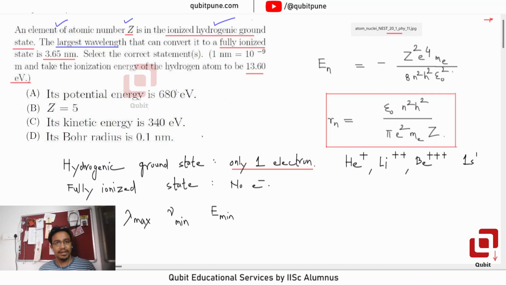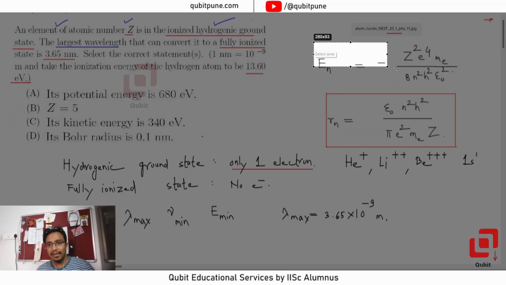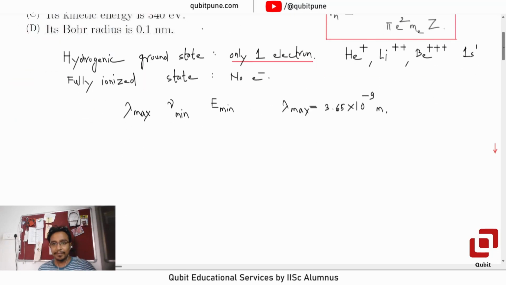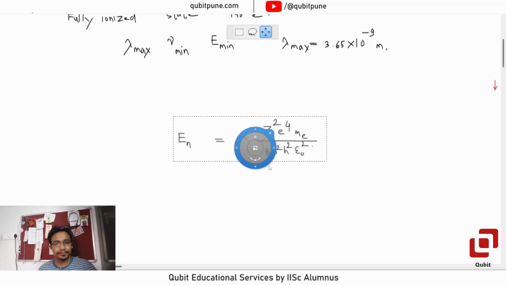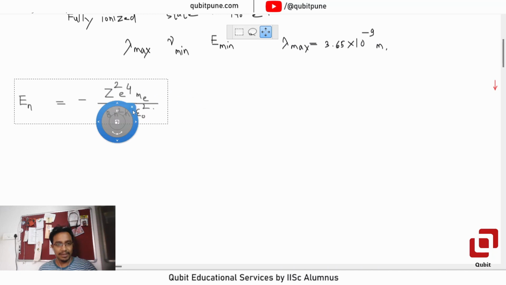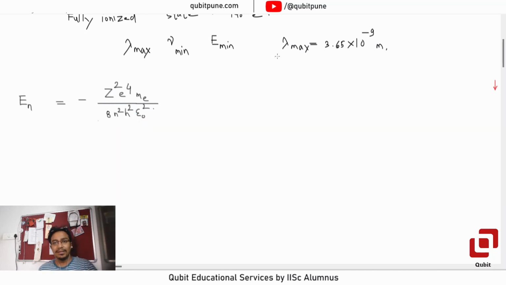Let us first start with the fact that lambda max is 3.65 into 10 raised to negative 9 meters. And this is the formula for energy, En. Let us take that formula and apply it to our case. Now look, this is lambda max. So from lambda max, how can we connect it to nu min?